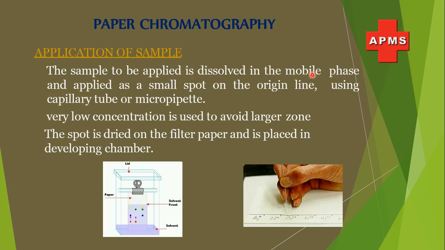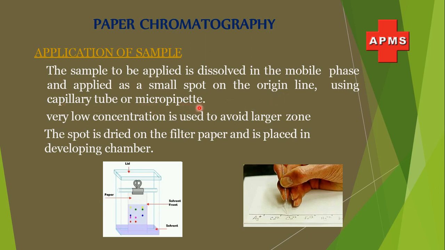So this dissolved sample in mobile phase will be applied as a small spot, as shown here. These are small spots on this starting line. Very small spots are prepared using capillaries or micropipettes, as a small spot on the origin line or starting line.